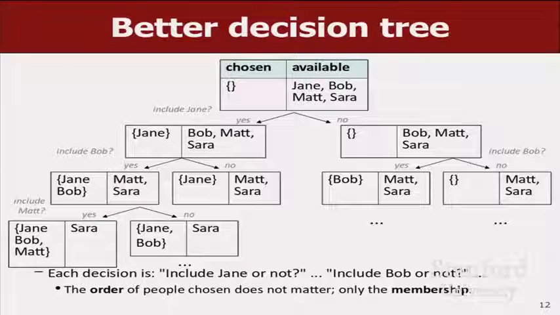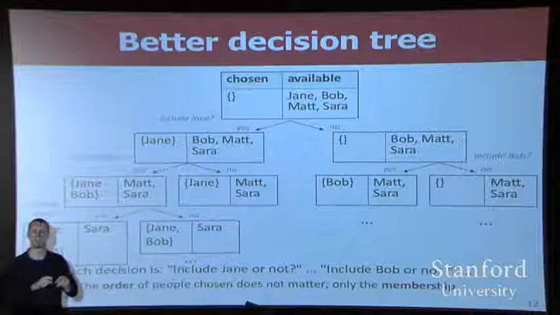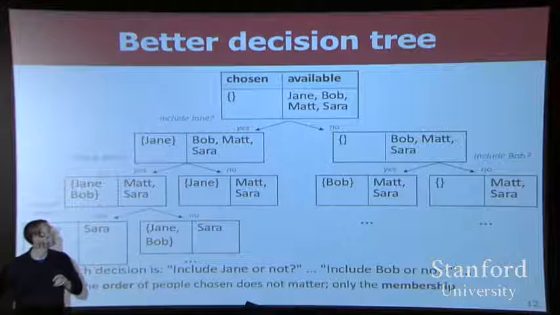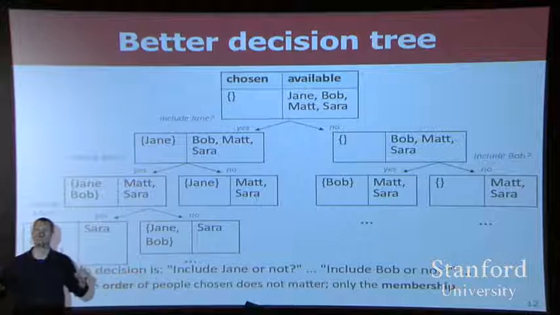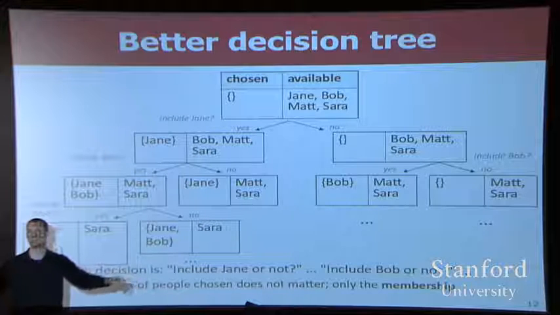This is a better decision tree, I claim. You start out with everybody available and you've chosen nothing. The decision tree does not split in 4 for each of the 4 people. No, it doesn't do that. It splits in 2 because my call is going to handle the first person. Jane, what am I going to do? I will decide, do I keep her or do I not keep her? That's the decision. Those are the 2 options for the decision, yes or no.